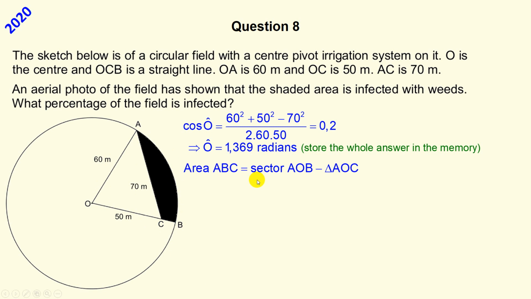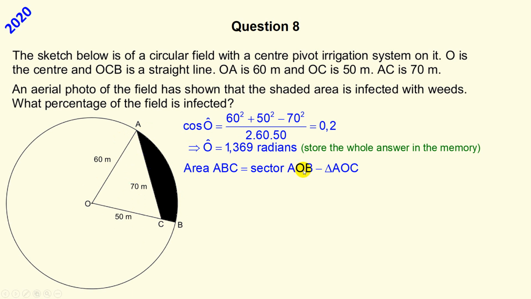So the area of ABC, or I've done it in one step. Clever of me. Sector AOB minus triangle AOC. There we are. So the sector is this whole slice of cake. And to get just the shaded area, we need to subtract this triangle.